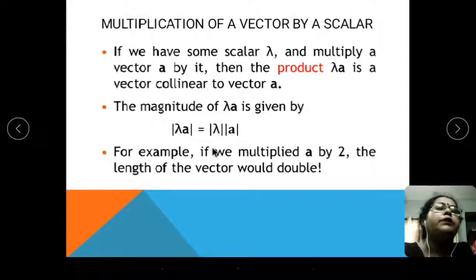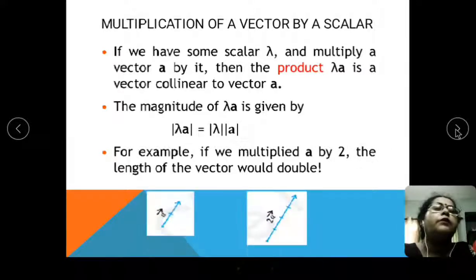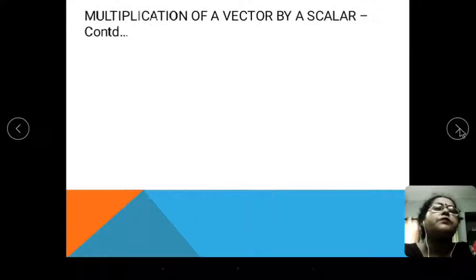Say for example, if we multiplied the vector A by the scalar 2, then the magnitude or the length of the new vector would be twice A. So it will double up. We can see this in this figure. We have a vector A and 2A is a vector parallel to it or collinear to it, and the length is twice of the original vector.